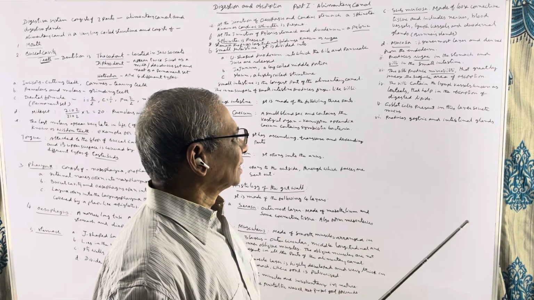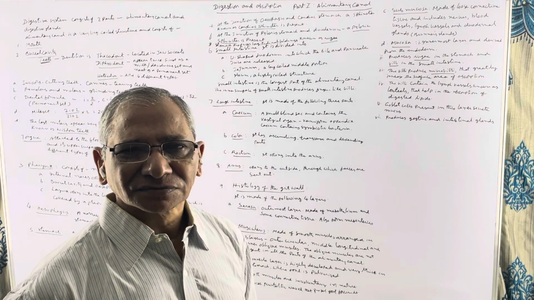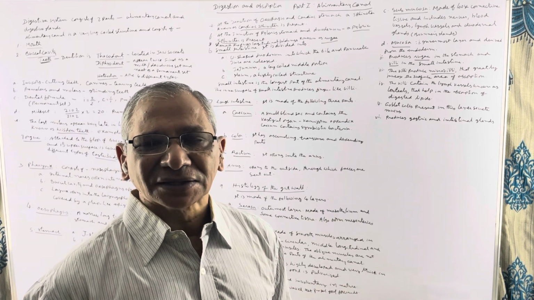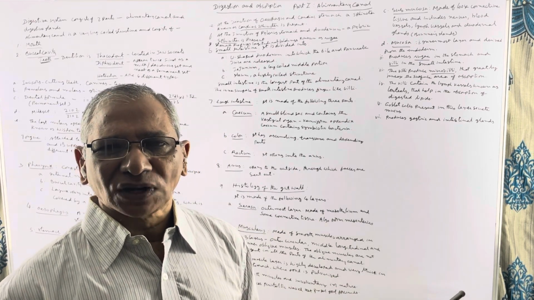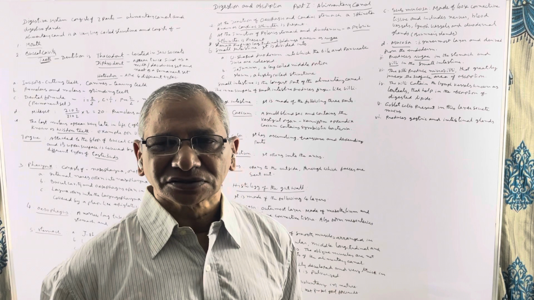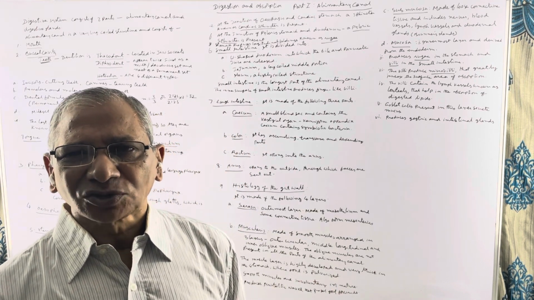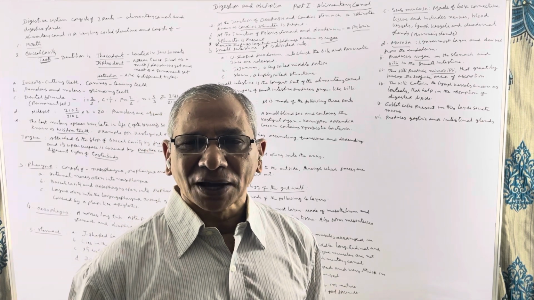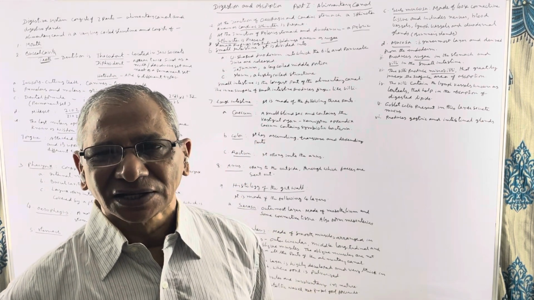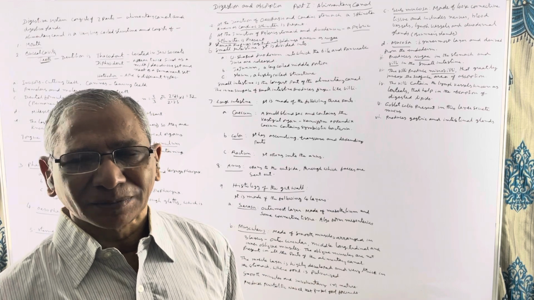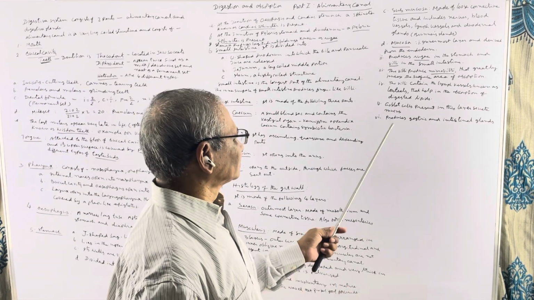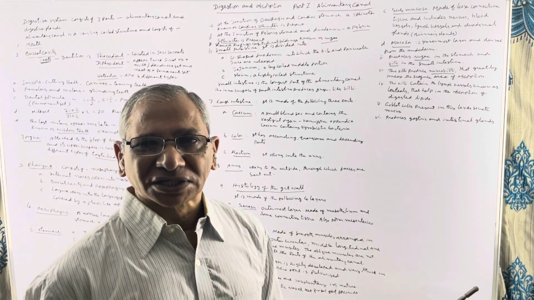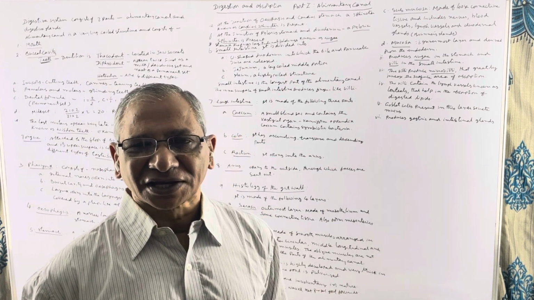Then, the villi produce microvilli. Microvilli are also known as the brush borders. The microvilli increase the surface area of absorption by many times. As a result, food is effectively absorbed into the blood. Then, the mucosa also contains goblet cells. These goblet cells secrete mucus.